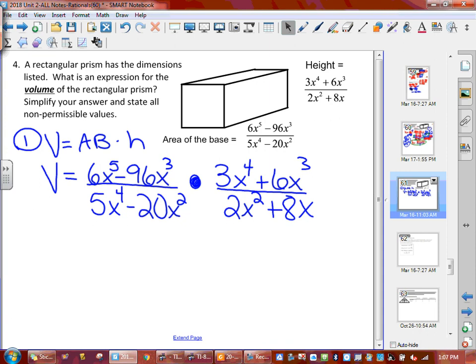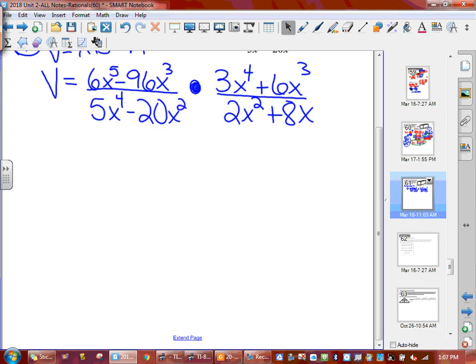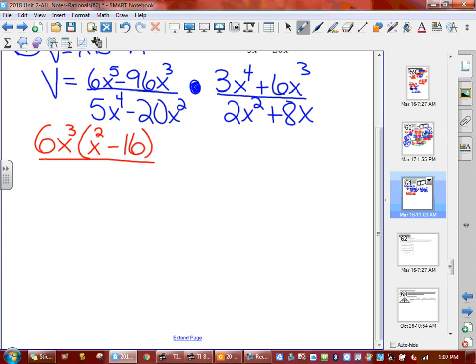Alright. Out of the top left, what can I remove to factor? 6. I can take a 6 out. How many x's? 3. Good. So 6x cubed comes out. I get x squared minus 16. That's going to give me a difference of squares right there. Okay? What can I factor out of the bottom of that guy? 5x squared. A 5x squared. Good job. That's going to give me x squared minus 4, another difference of squares. So this is typical. Okay?